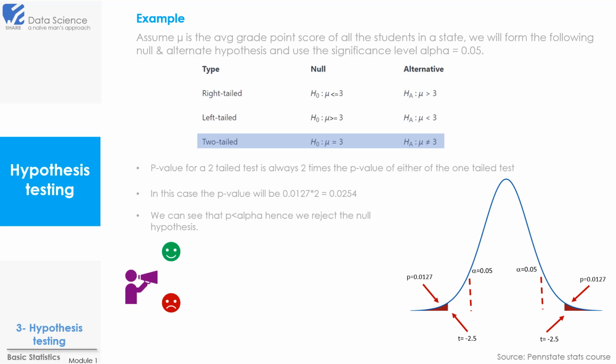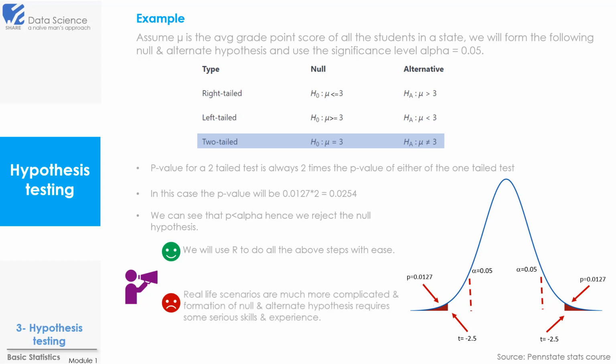Now guys, there is good news as well as bad news. The good news is whatever we have studied so far, it will all be done in R and we will not have to do all these steps manually. But the bad news is that real life scenarios are much more complicated and formation of null and alternate hypothesis requires some serious skills and experience. Now this skill is developed by experience only. It cannot be taught in a class or through a book. But there are certain foundational concepts so that you can apply them in the field and gain experience. But this is a skill that will come with time.